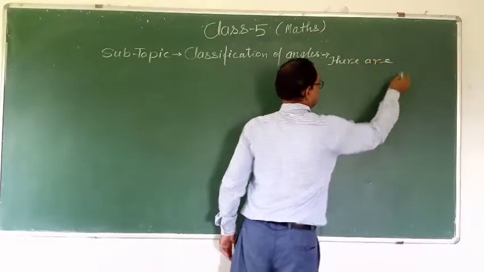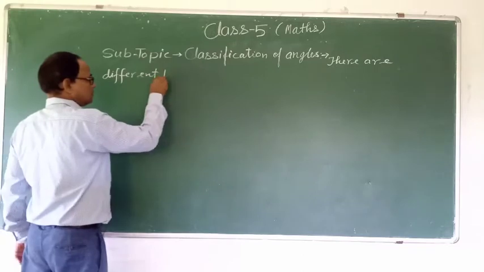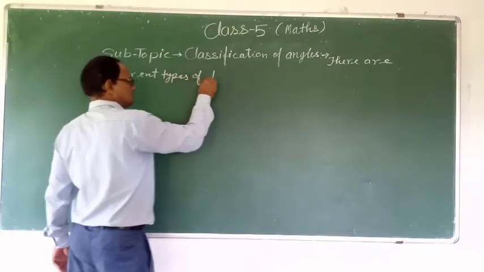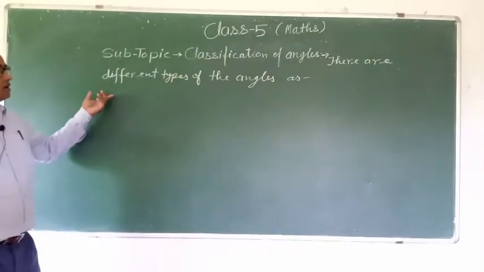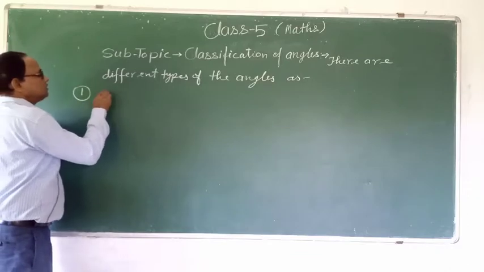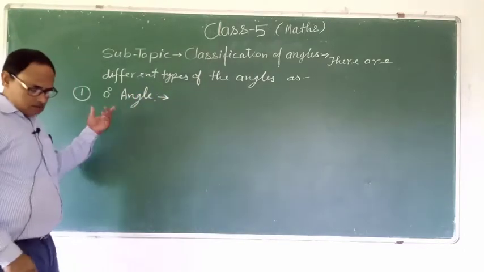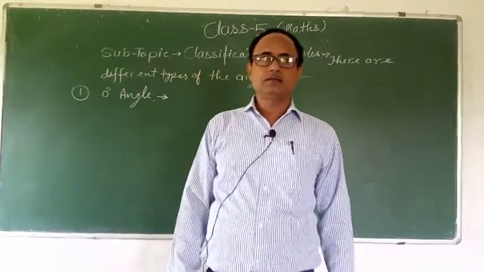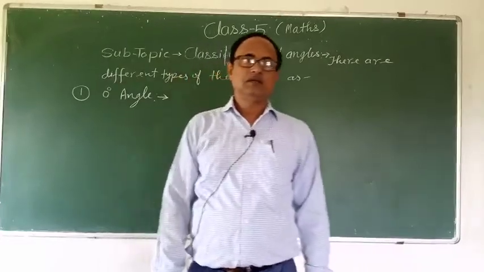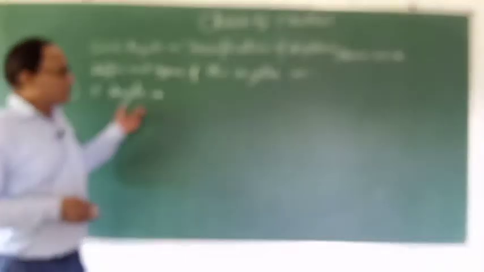There are different types of angles. First, the 0 degree angle, then acute angle, right angle, obtuse angle, linear angle, and reflexive angle. These are the different types of angles, and their names are according to their properties.